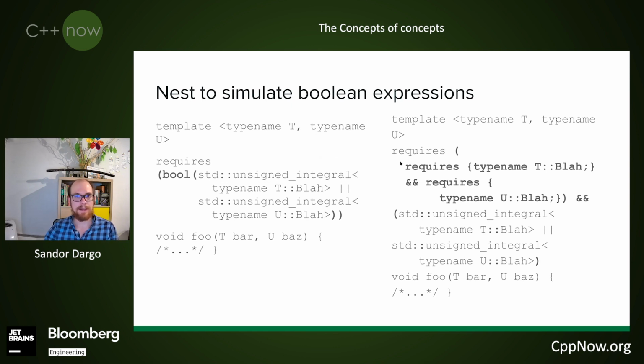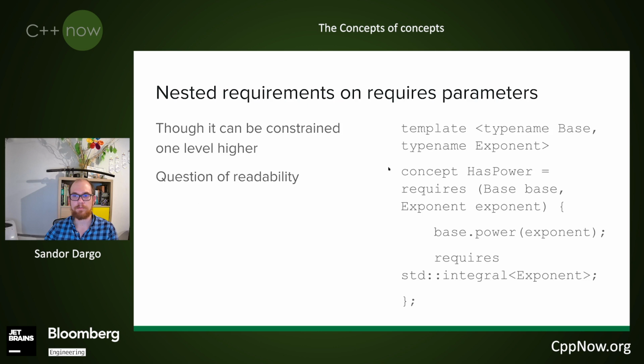So this is the same slide that we had before when we were discussing that T blah and U blah problem. We can use nested requirements to simulate these Boolean expressions. And here again, you don't need to nest, but you might want to, because what you have on the right side is probably more explicit, or more understandable, compared to what you have on the left side. You have the option to choose.